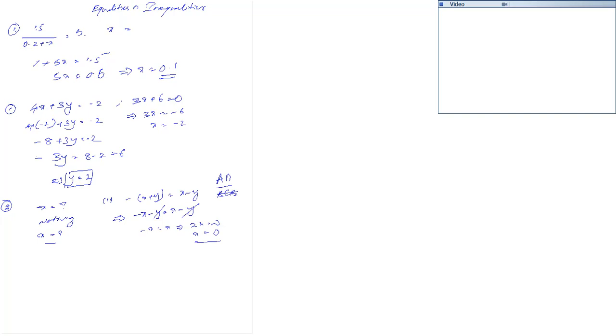Second statement, I don't have the value of y. They say x plus y is equal to 2. I don't know what is y, so I cannot get you the value of x. Therefore, this is not sufficient. Hence, the answer is A.